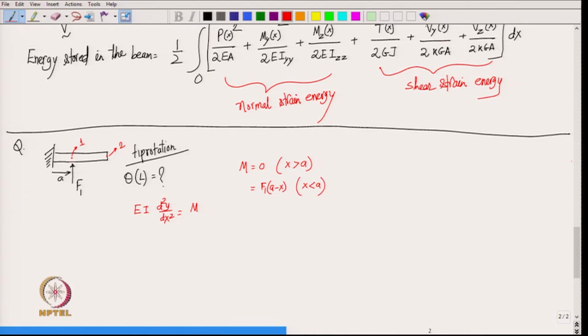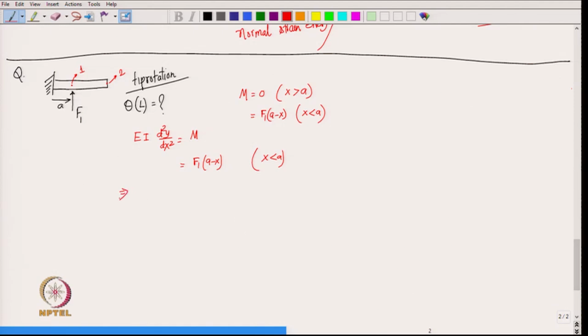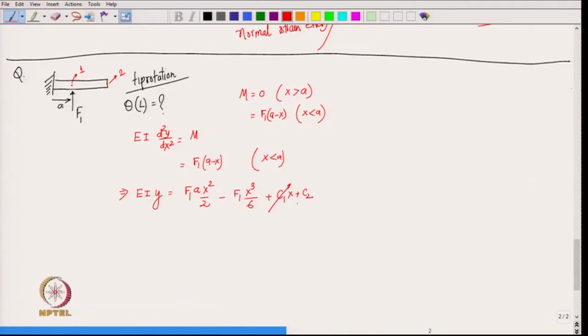Okay. So, we can work this out by drawing the free body diagram. So, for x less than a, this becomes F 1 into (a minus x), and let us do its integration. So, we have to integrate twice and we get the deflection. So, we have F 1 a x square by 2 minus F 1 x cube by 6 plus C 1 x plus C 2, okay, the integrating constants. Then we apply the boundary condition that at x equal to 0, y is equal to 0 and theta is also equal to 0, but theta is equal to dy by dx, right. So, when we apply that, C 1 and C 2 are both going to vanish.